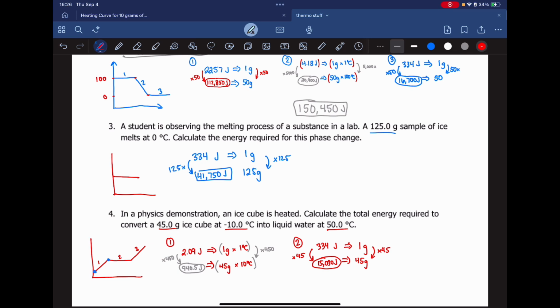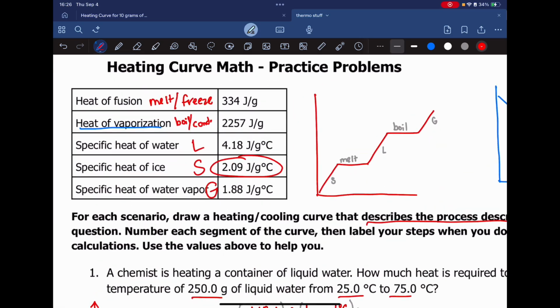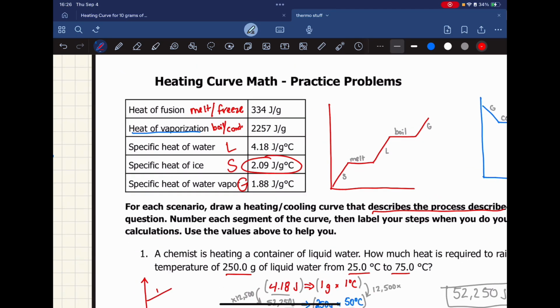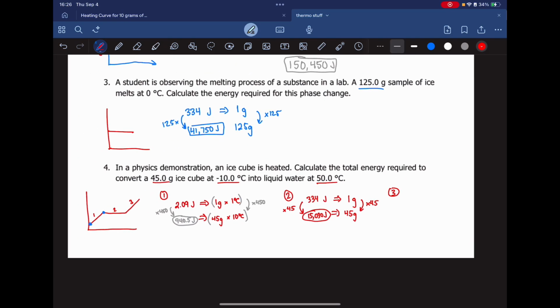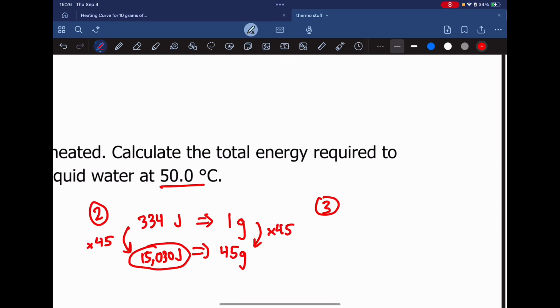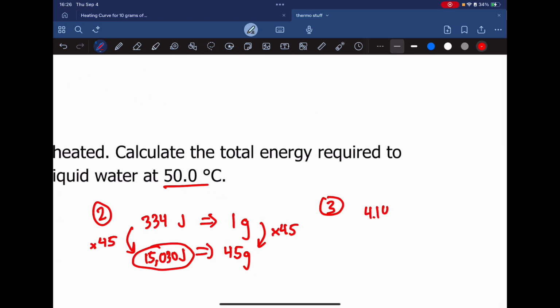All right, to do step 3, what are we doing now? What state of matter are we in? We've just melted, so now we are liquid, and we are increasing the temperature. So if we increase the temperature of a liquid, that means we're going to use specific heat of water. Once again, our 4.18 joules per gram degree Celsius. So we can say 4.18 joules is the amount of energy required to raise 1 gram of water by 1 degree Celsius. I have 45 grams of water, not 1.